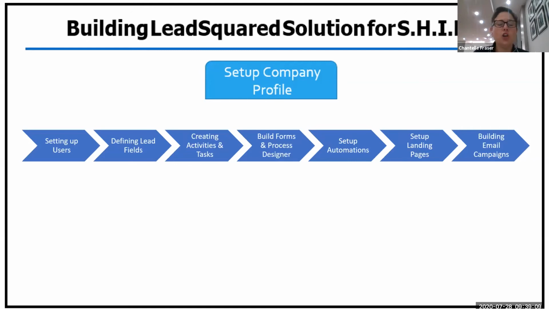We then need to go and create things like activities and tasks. We've got to then build out forms and processes using the process designer. We set up automations, and an automation would be how that lead is automatically assigned to a specific user. We set up the landing pages, and remember Agent Phil Coulson was the one who sets up these landing pages so that we can collect leads, and then we build email campaigns to basically get people to find the landing page so that we can generate leads.